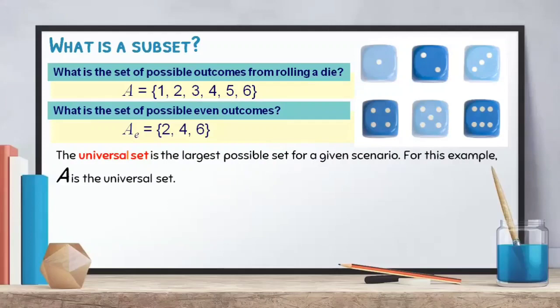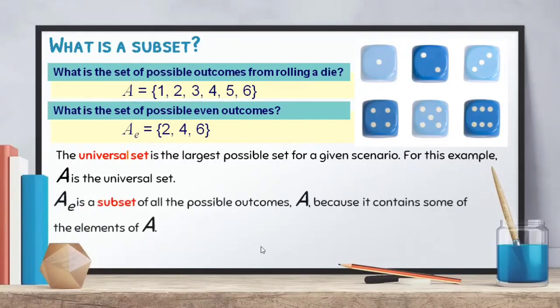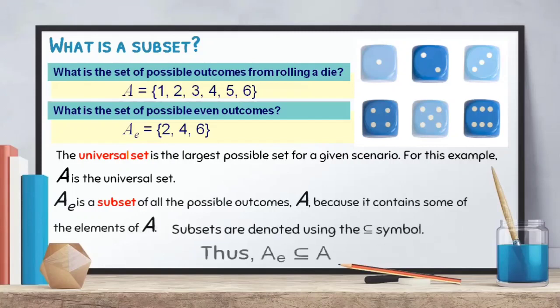The universal set is the largest possible set for a given scenario. So in our case, this is our universal set. It has 6 possible outcomes, right? A sub E is a subset of all the possible outcomes because it contains some of the elements of A. So when we say subset, a subset has elements which are only part of the elements of our universal set. And subsets are denoted using this symbol. Thus, A sub E is a subset of A. All right, so any question for subset?